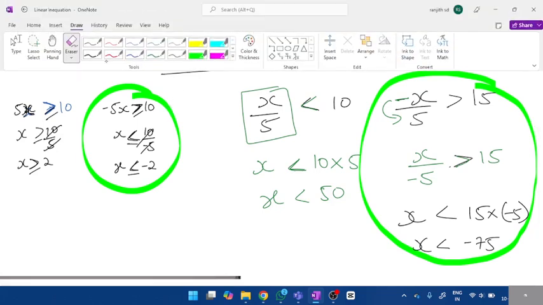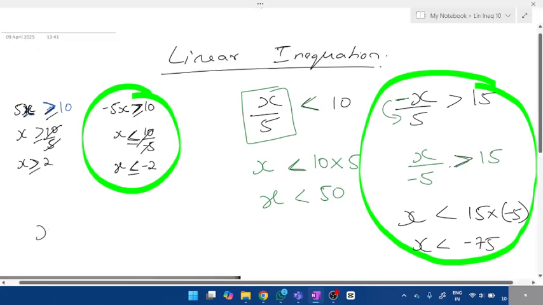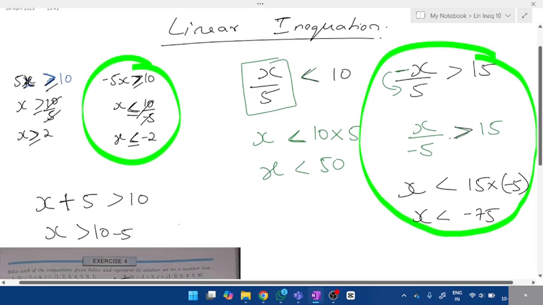And for addition and subtraction, there is nothing to do. The sign doesn't change. For example, x plus 5 is greater than 10. What sign is there between x and 5? Plus. If it shifts other side, it becomes minus. So what's the answer? X is greater than 5. The sign will not change.